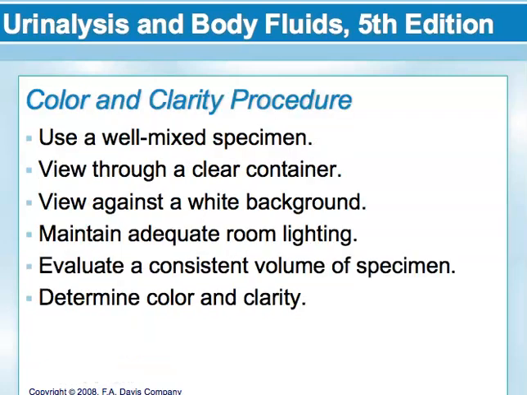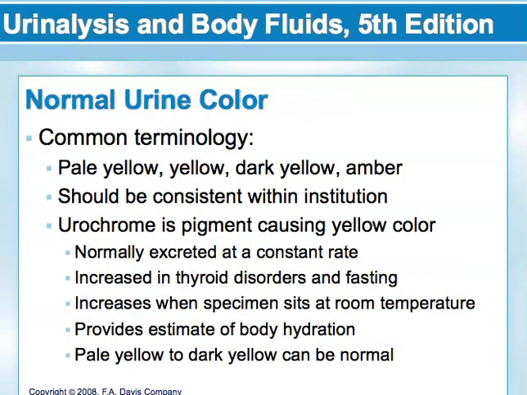To determine the color and clarity of the urine, it should be examined under good lighting conditions. You want to look down through the container against a white background. Common descriptions of normal urine color include pale yellow, dark yellow, and amber.